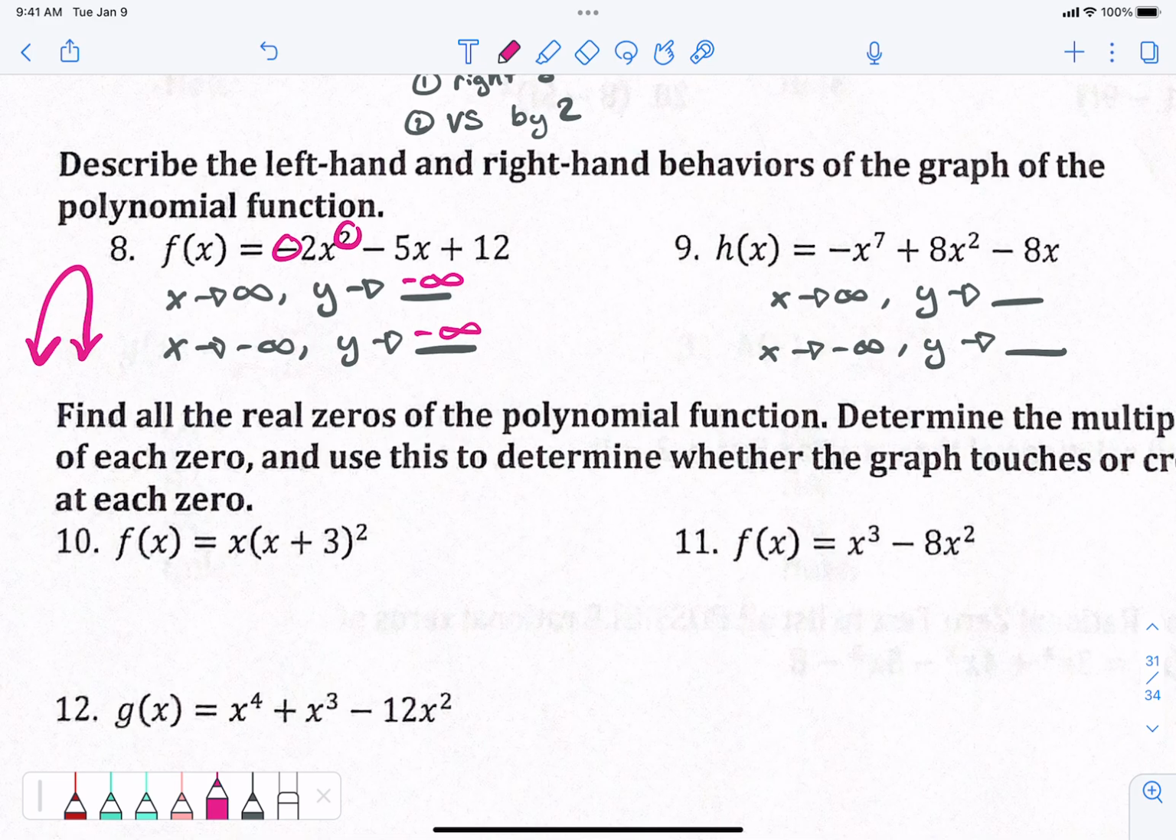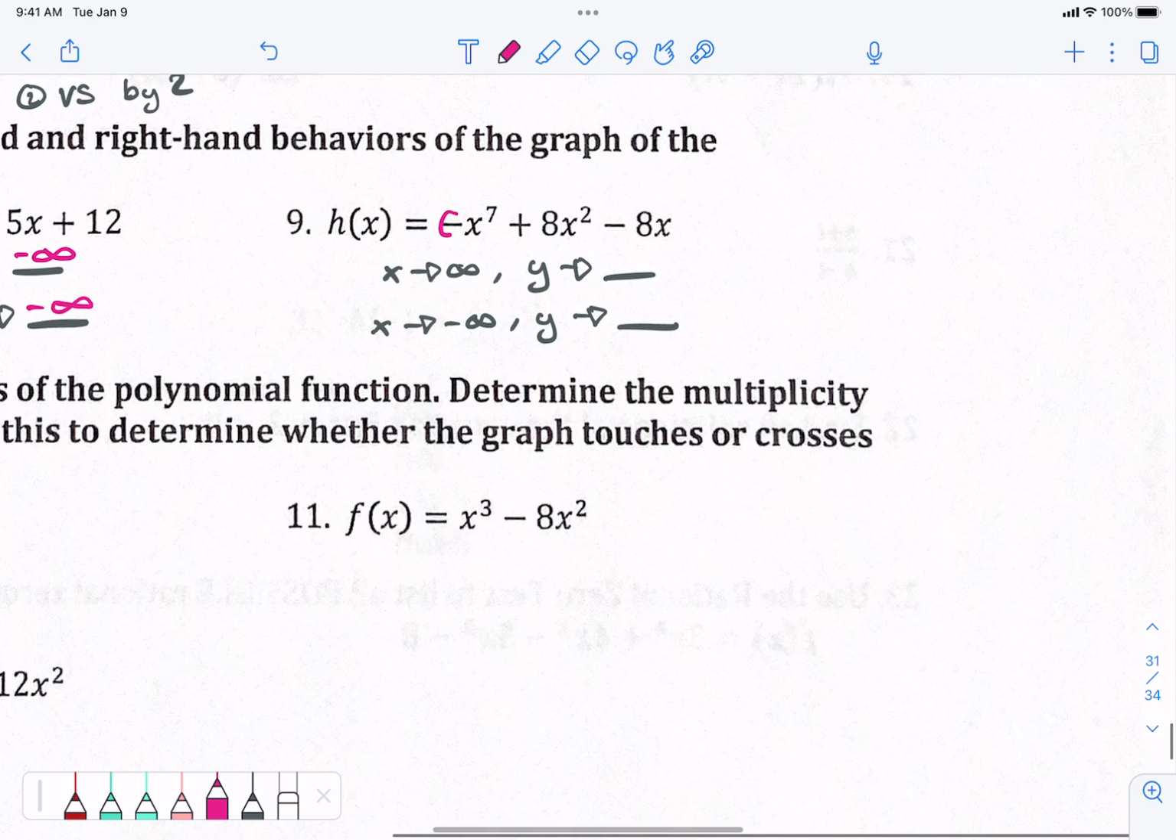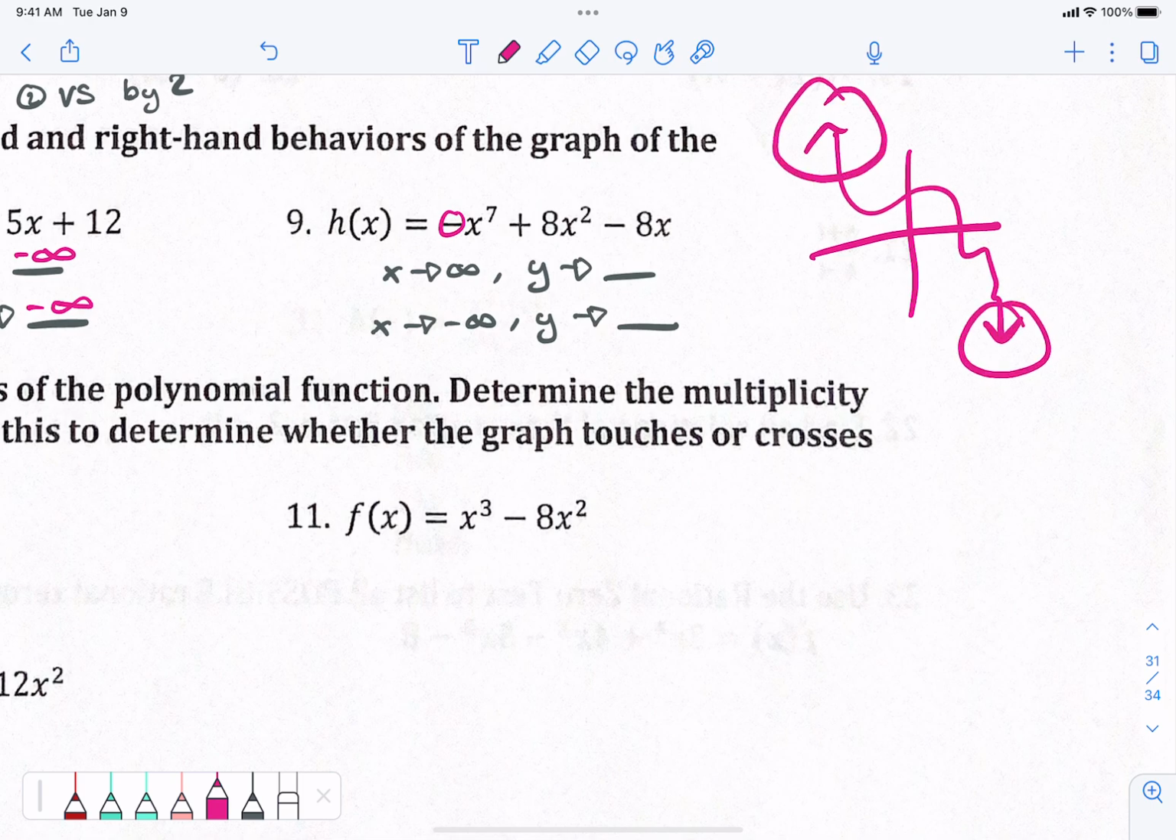He's probably got a bunch of little bubbles in him, but he's negative x to the 7th power, which should tell me he starts up and then goes down. However many bubbles he has in the middle, he's going to be up here and down here. So as x goes to infinity, that's on the right side, he's going down. So the first one should be negative. The second one, as he goes to the left, he's going positive.